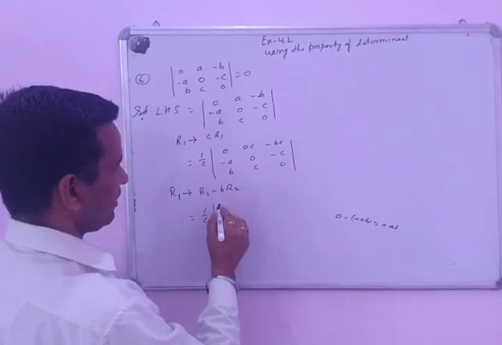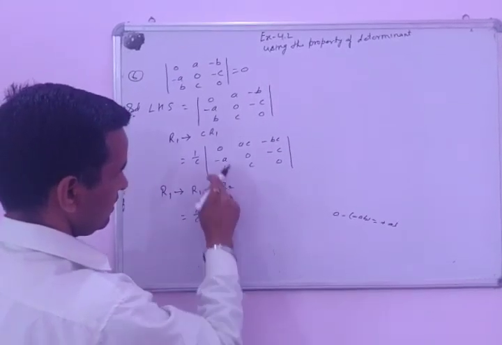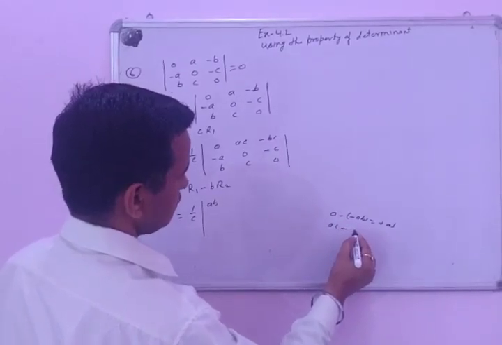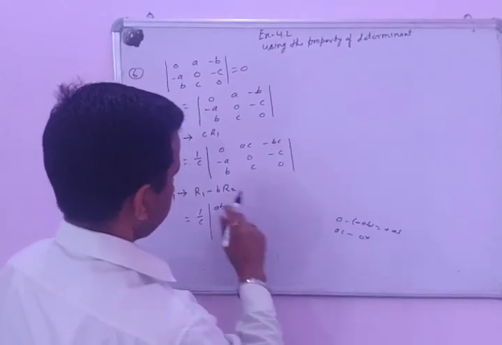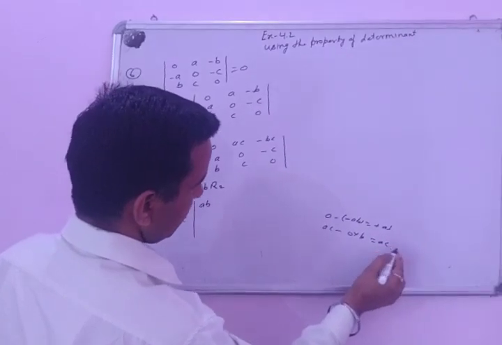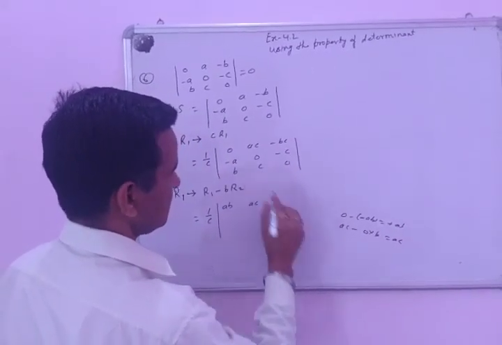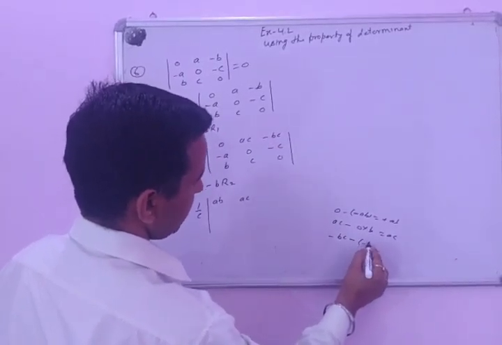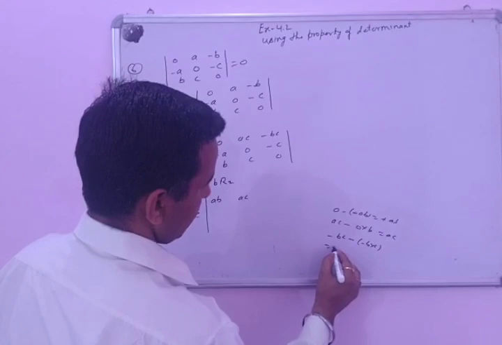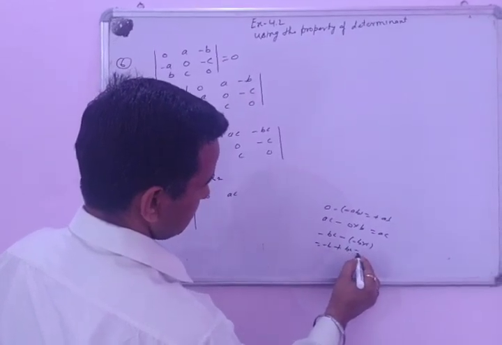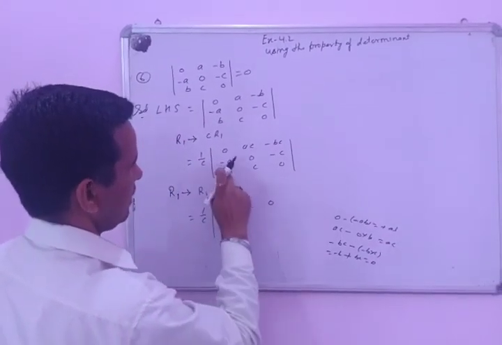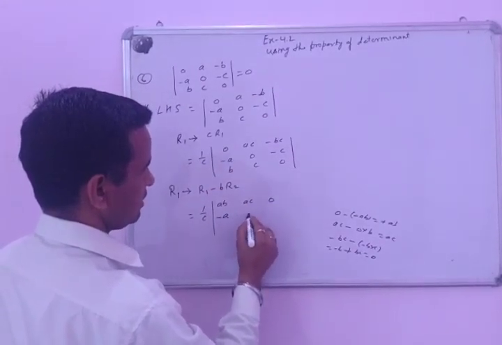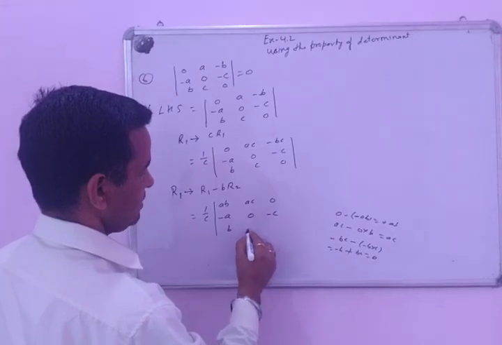So what will become here? AB, first step. Second here, AC minus 0, 0 into B is equal to 0, the result will become only AC. Next here, BC minus B into C. Minus BC plus BC, the result will become 0. R2 and R3 I will write the same here: minus 0, minus A, 0 and minus C, B, C and 0.